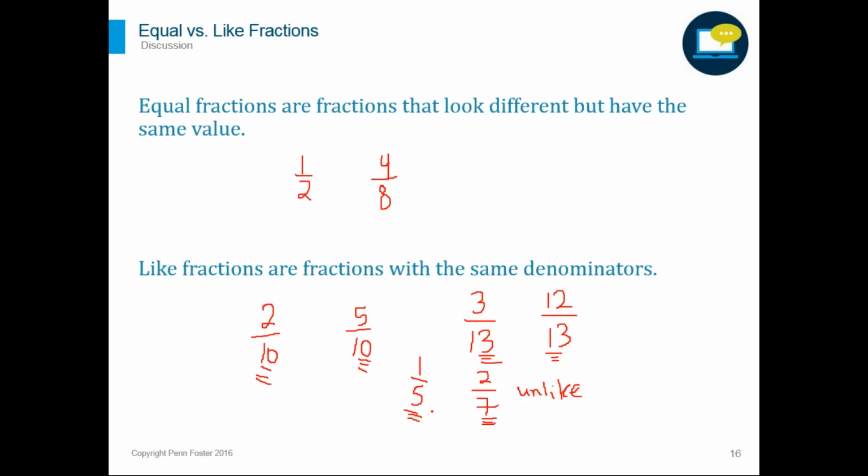Very simple. So when you are asked if they are like or not, just check the denominators. That's it. You don't have to do any calculations here. With equal fractions, yes, you have to cross multiply and see if they are equal or not. Any questions here?